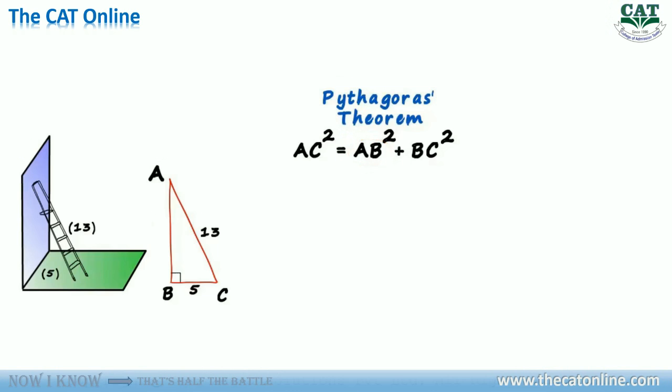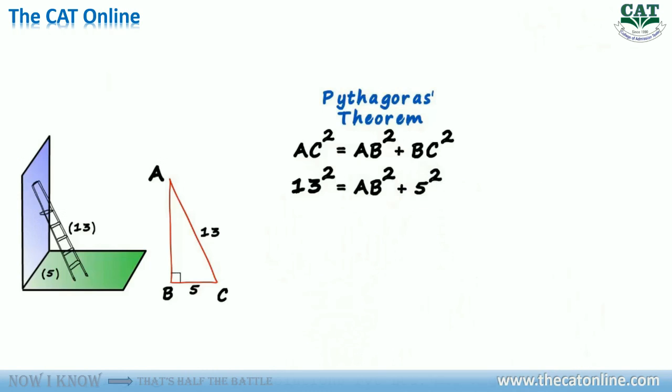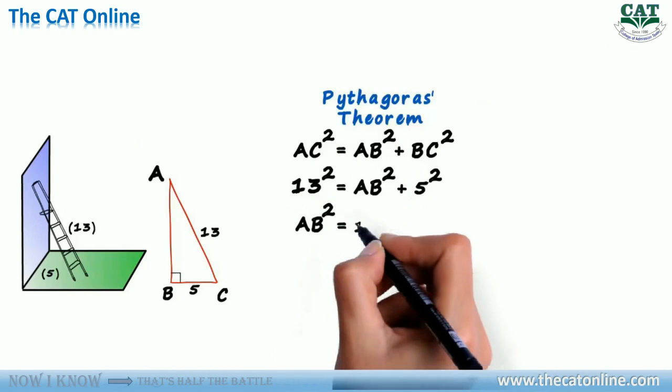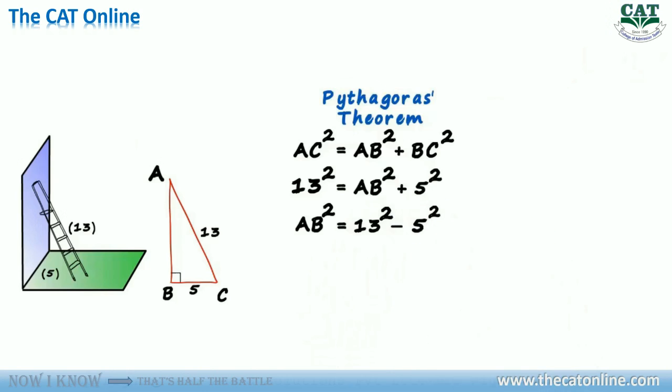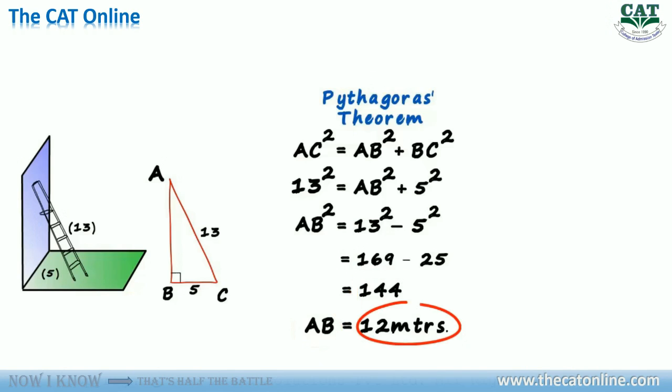Substituting the values, we can write it as 13 squared is equal to AB squared plus 5 squared. Transposing 5 squared to the other side, we get AB squared equal to 13 squared minus 5 squared. This value can be found out, which in turn would give us this value. This equals 169 minus 25, which equals 144. We get AB squared as 144. Taking the square root on both sides, we get AB as 12 meters. So AB will equal square root of 144, which will equal 12 meters.